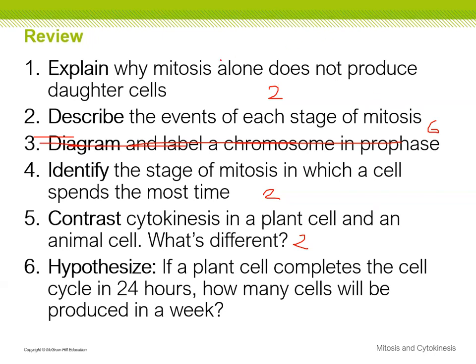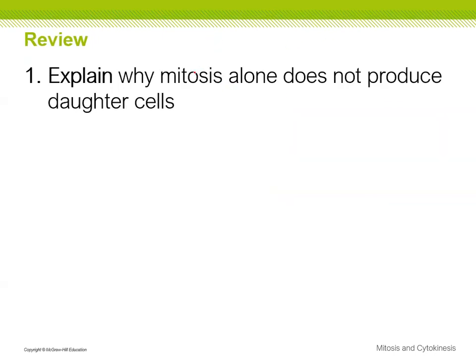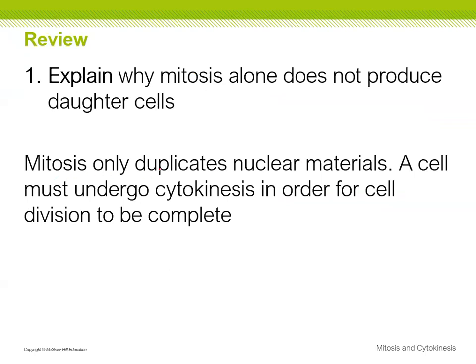Okay, so question 1. Why does mitosis alone not produce those daughter cells? The reason is because mitosis only duplicates the nucleus materials. It only duplicates the DNA. In fact, you don't even need the rest of that. Just, mitosis only does the nucleus material.